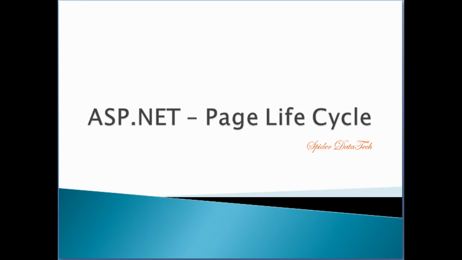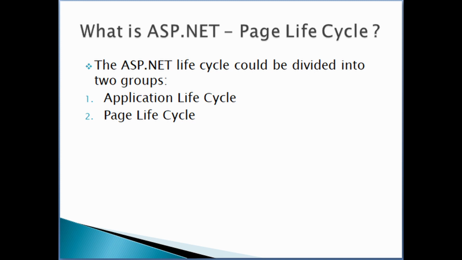So, what is ASP.NET lifecycle? When an ASP.NET application is launched, there are a series of steps which are carried out. These series of steps make up the lifecycle of the application. ASP.NET processes pages to produce dynamic output. The application and its pages are instantiated and processed. ASP.NET compiles the pages dynamically. The ASP.NET lifecycle could be divided into two groups. What are the two groups? That is application lifecycle and page lifecycle.